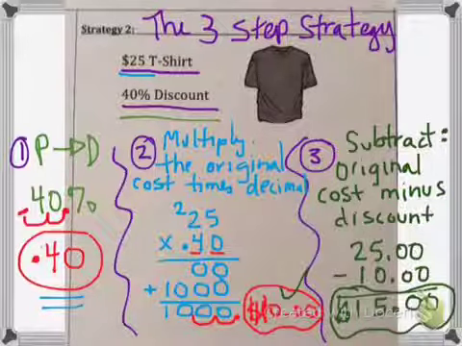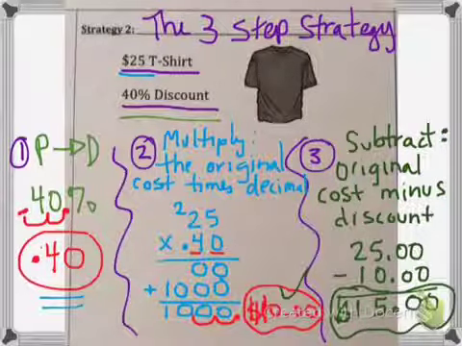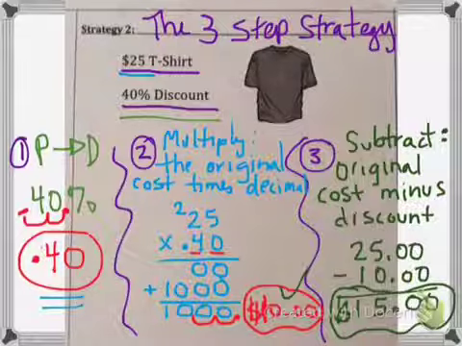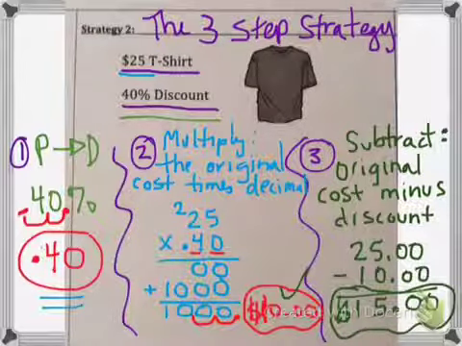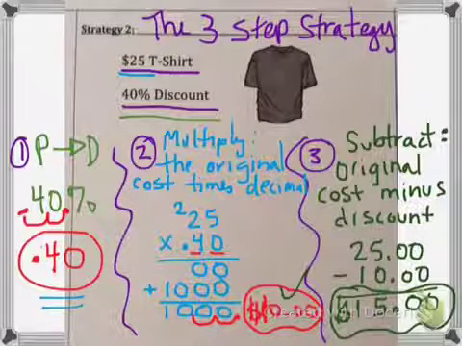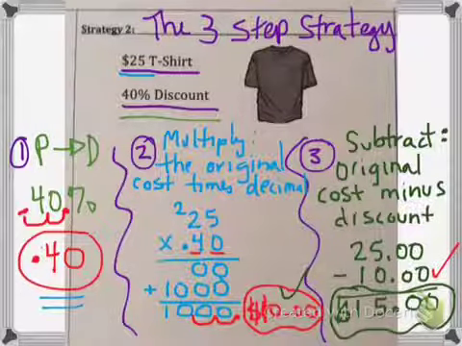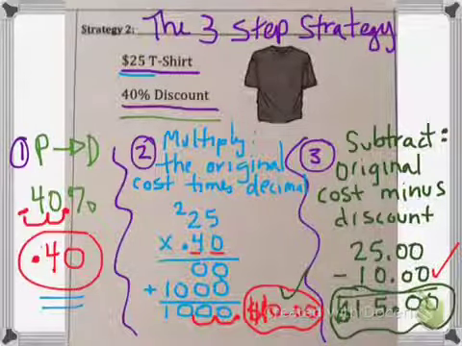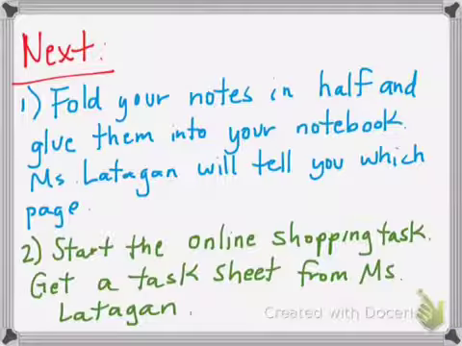So step 1, percent to decimal. Step 2, multiply the original cost times the decimal. And then step 3, subtract original cost minus the discount. Again, our final answer, just like strategy 1, is $15. Either strategy, you should be able to get the same answer.